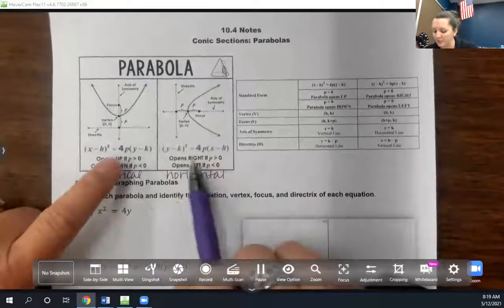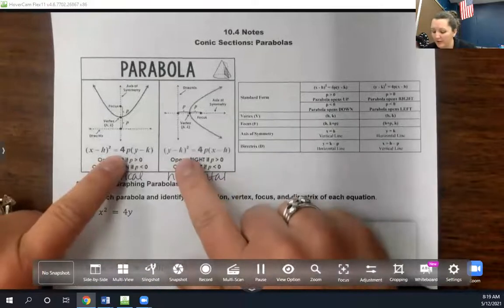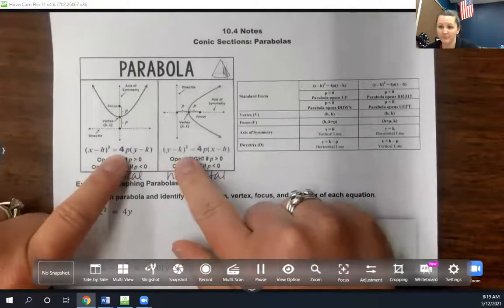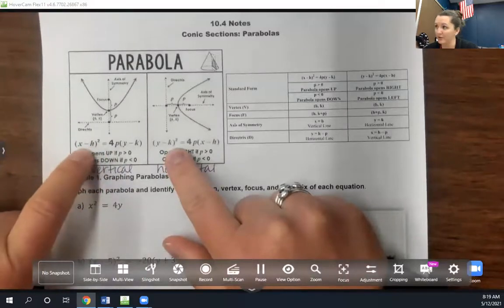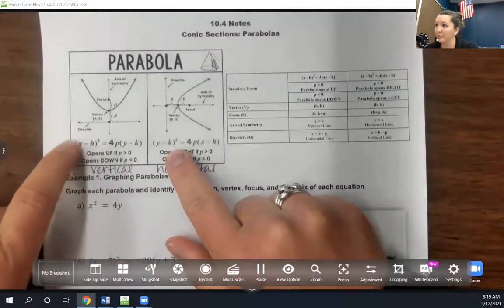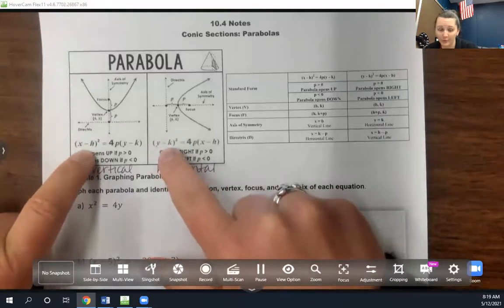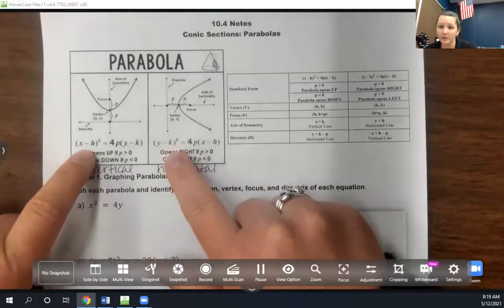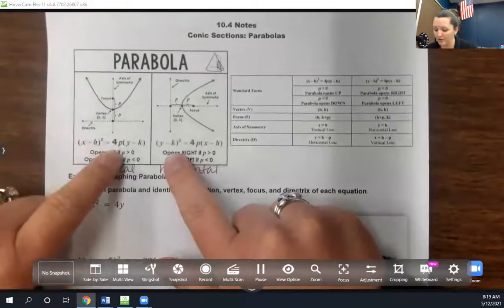So notice the difference between the equations that we have been looking at. Biggest difference between this is that only one value is squared. In your vertical, your x value is squared. In your horizontal, your y value is squared. So notice that that's going to tell you whether it opens up or down or whether it opens right or left. So pay attention to that.